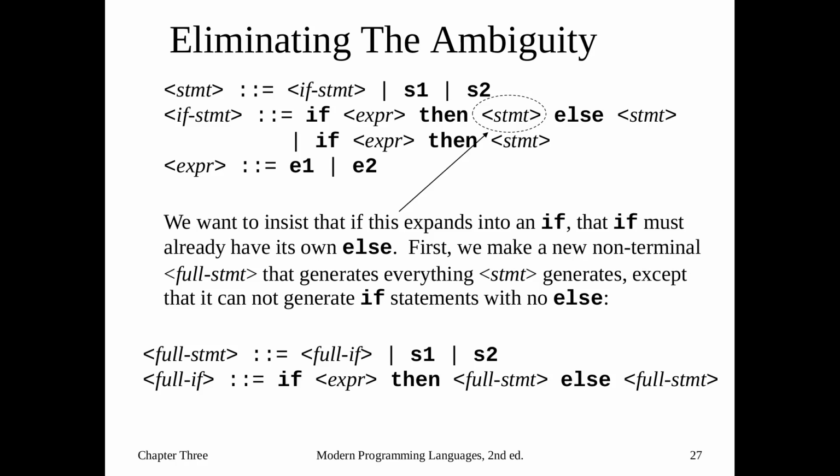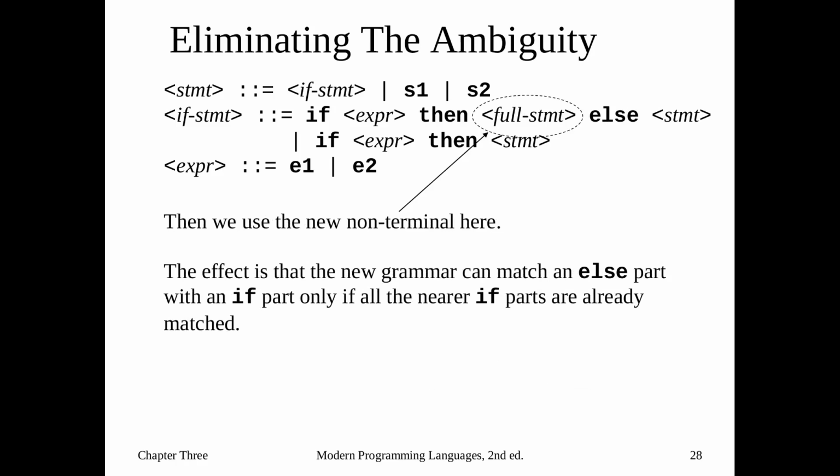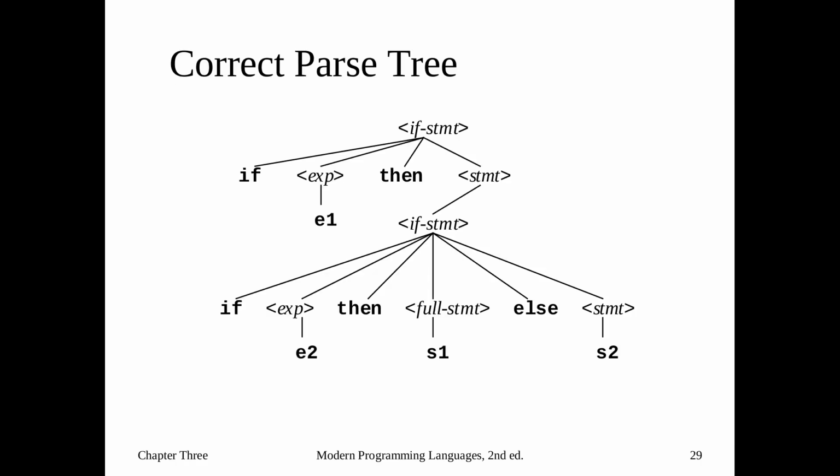All right, well, that's grand, but limiting. So that's what we've done here, right? Now we have this full statement. Then we use the new non-terminal there, right? We replace it, and the effect is that in the new grammar, we can match an else part with an if part only if all the nearer if parts have already been matched. So that creates the correct parse tree, where the else is matched with the inner if rather than the outer.